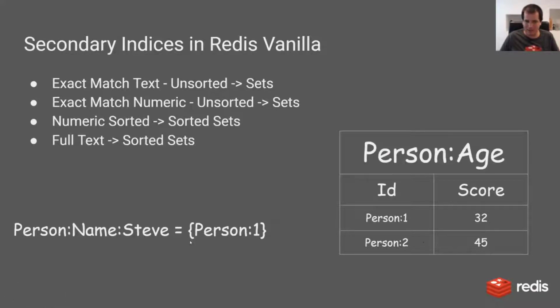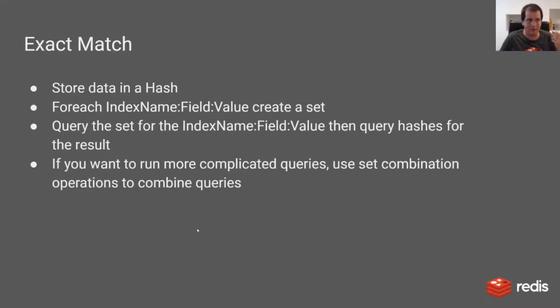And if we wanted to find all the Steves, we would basically create this set and then insert all the people who have the first name of Steve into it. And then when it's time, we would come back through and query. We would query this set to see who all the Steves are, and then we would go through and we would pull them all out of Redis. So let's look at that exact match scenario.